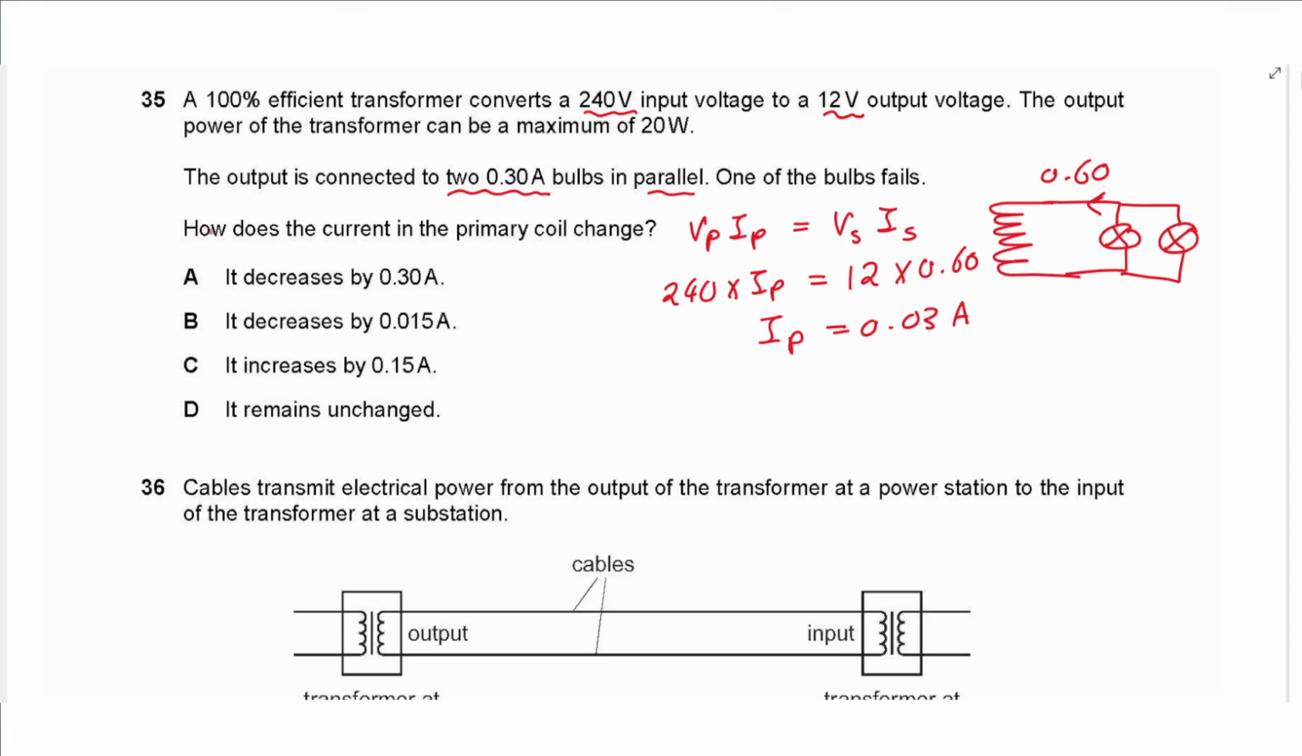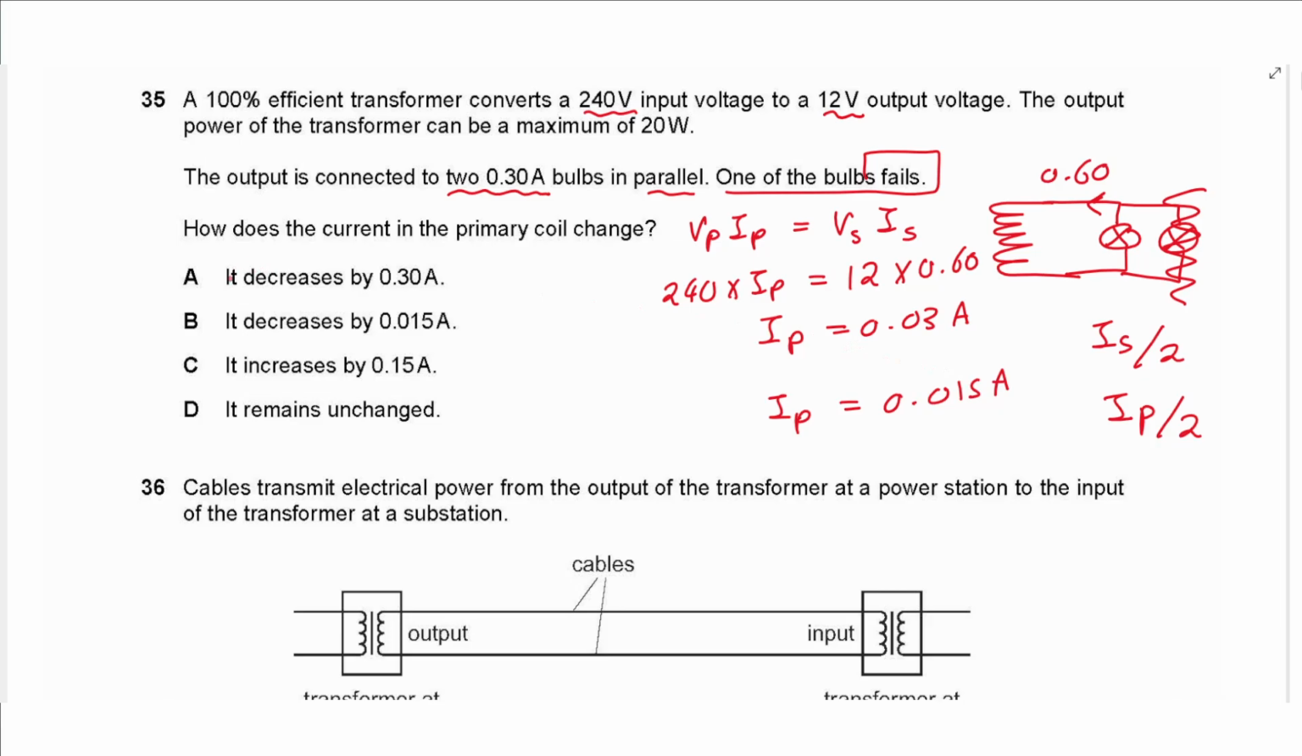Now it says that one of the bulbs fails, so you no longer have a total current of 0.60 ampere in the secondary coil. Now you have 0.30 alone due to the one lamp. So the current in the secondary was divided by 2. That causes the current in the primary coil also to be divided by 2. So the new current in the primary coil is 0.015 amperes.